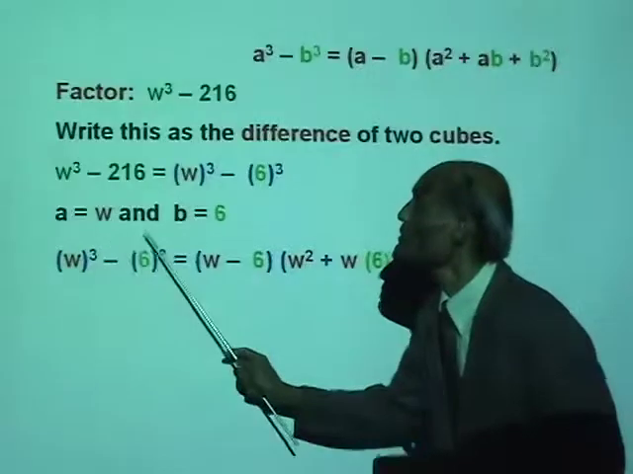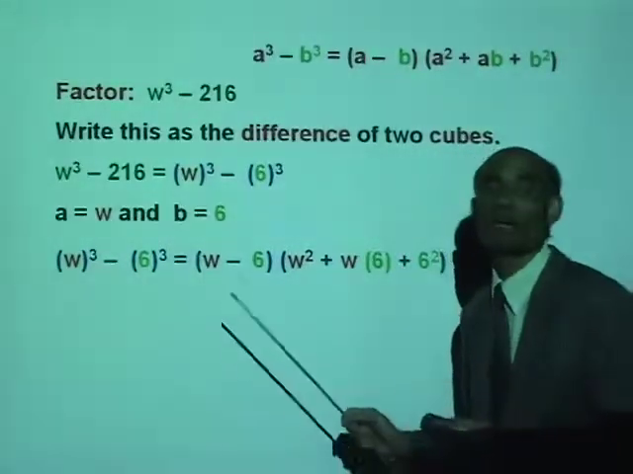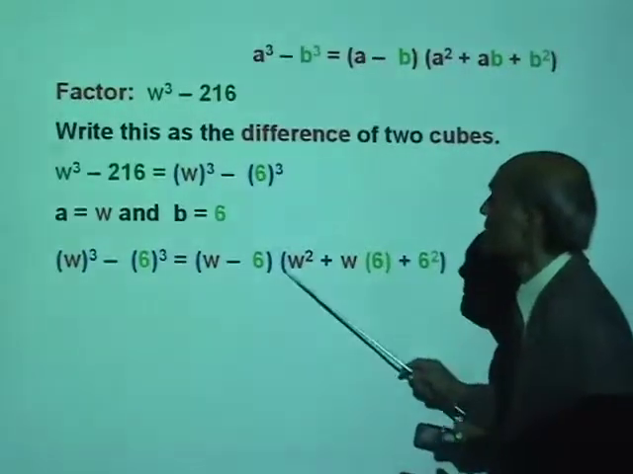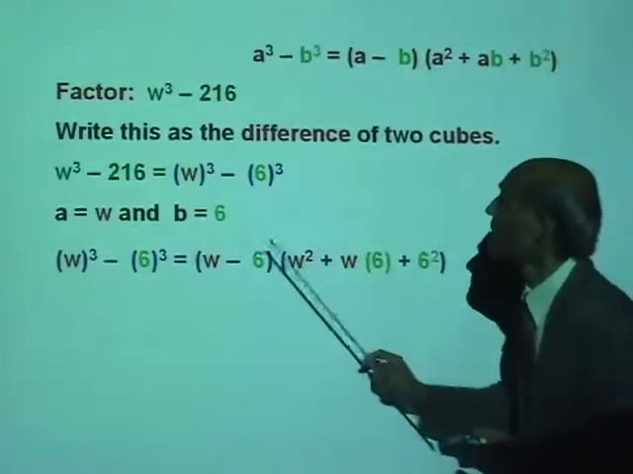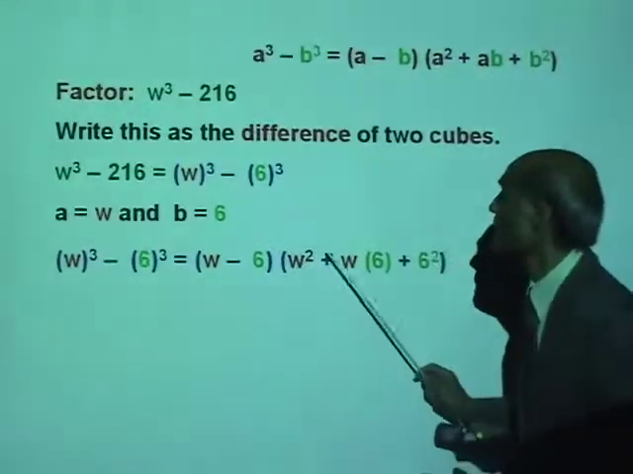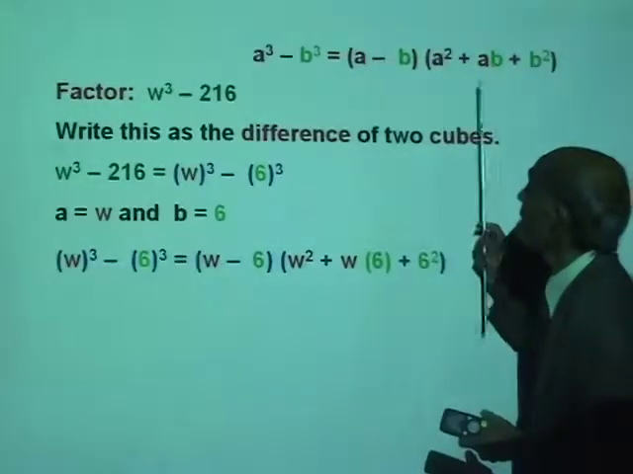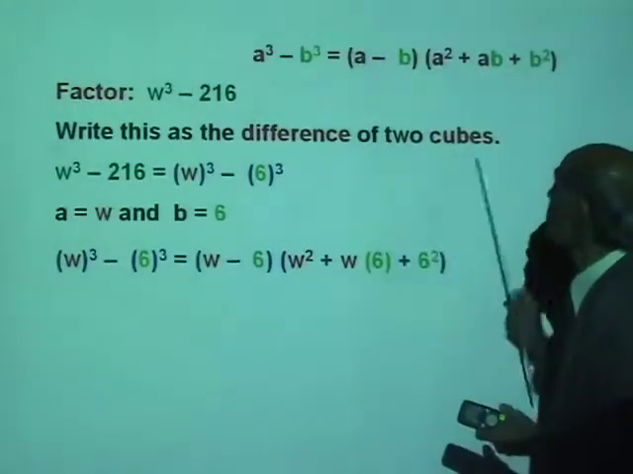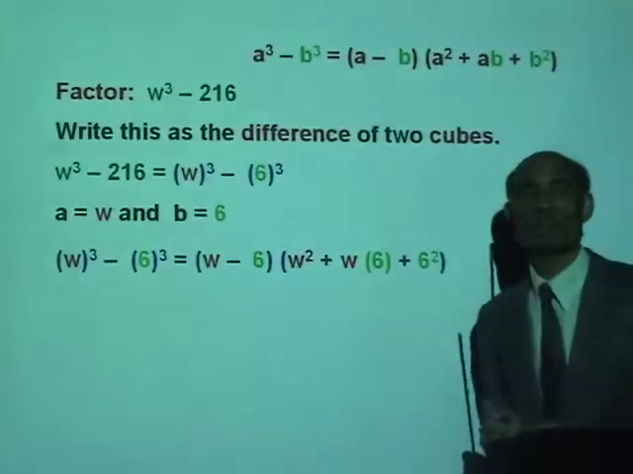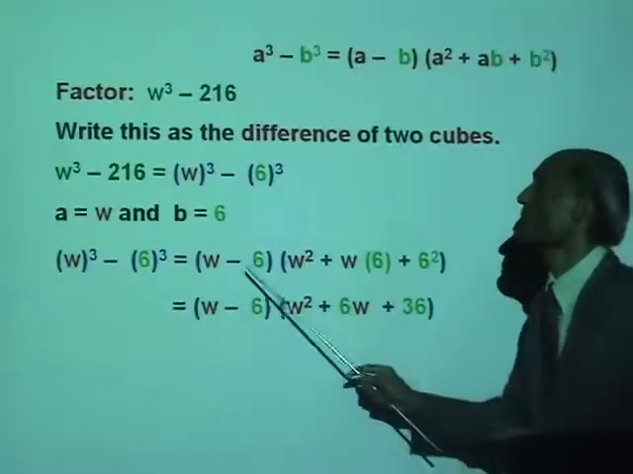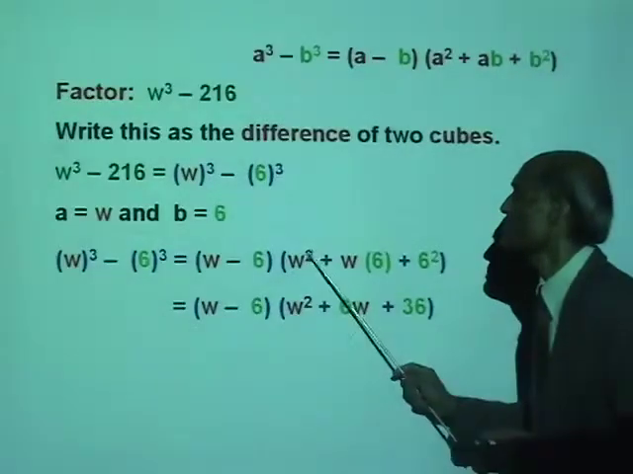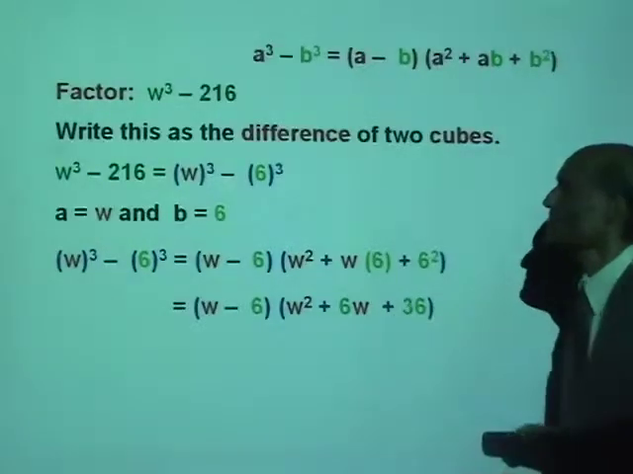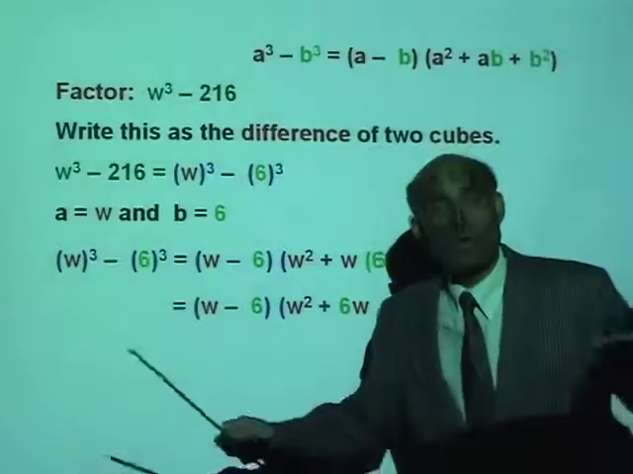Therefore, w cube minus 6 cube is w minus 6, a minus b, times a squared is w squared, plus ab is w times 6, plus b squared is 6 squared. And simplify, that will be w minus 6 times w squared plus 6w plus 36. And that's all to it.